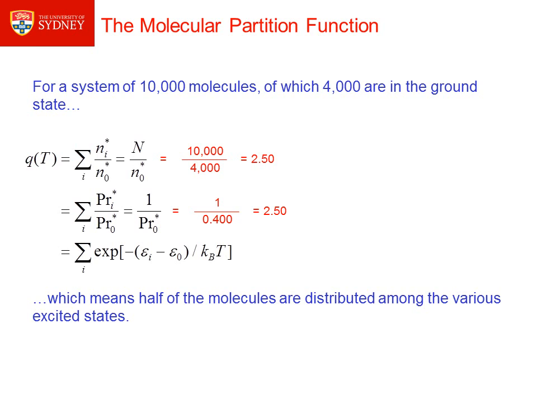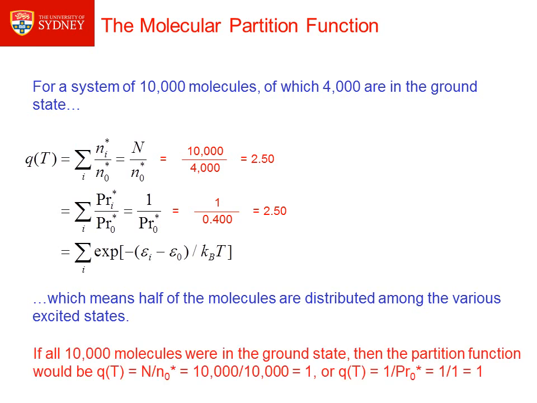Now, on the other hand, if only 200 molecules were in the ground state, then the partition function would be 10,000 over 200, or 50. This would mean that many excited states were occupied and that some molecules were in very high energy states. And if all 10,000 molecules were in the ground state, which means none are in any of the excited states, then the partition function would of course be 1.